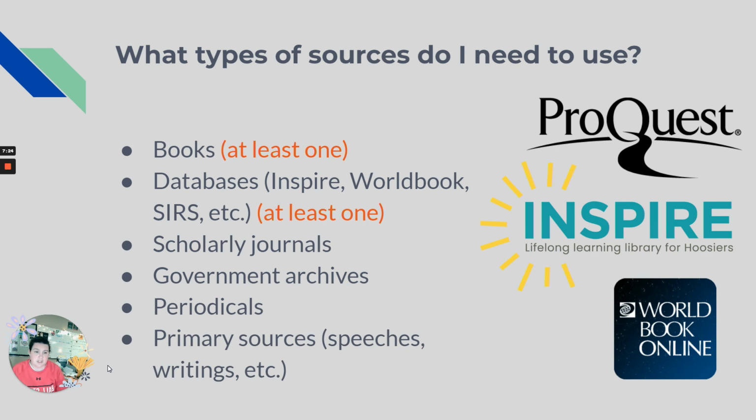You definitely want to look for scholarly journals. You want to look for government archives. Freshmen, you are going to be looking at a lot of primary sources, like original historical documents. Those are going to be really helpful if you look at the Library of Congress, all those kinds of government websites. You can use different periodicals. You can use primary sources. Again, you're going to use a lot of those.